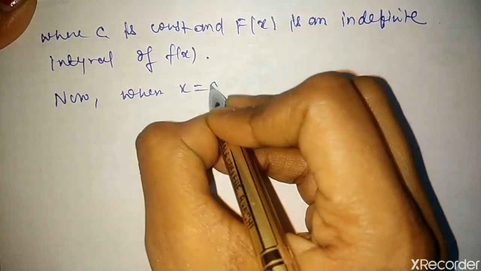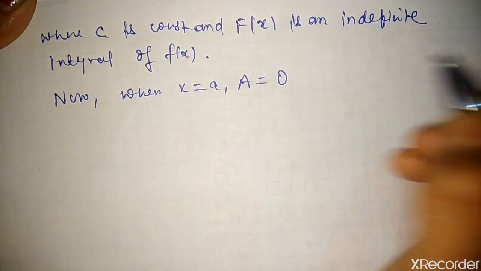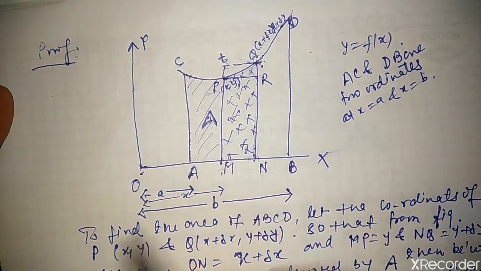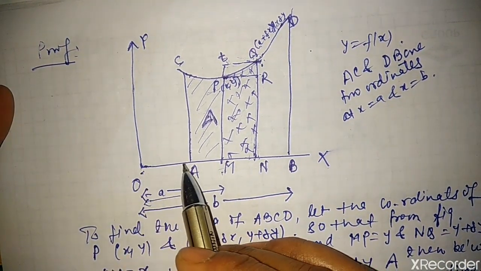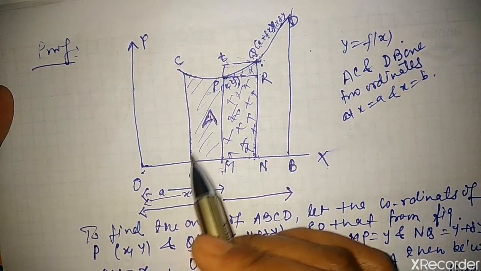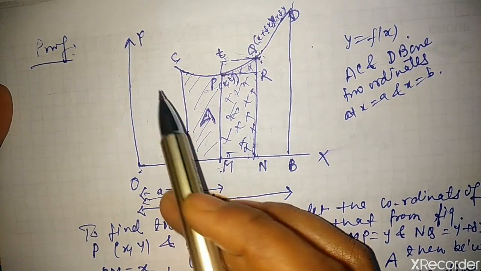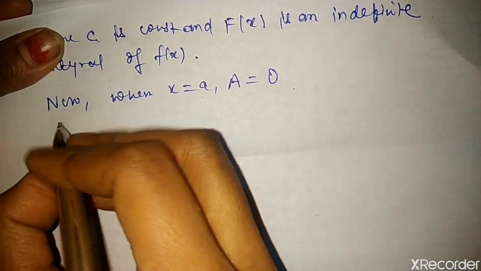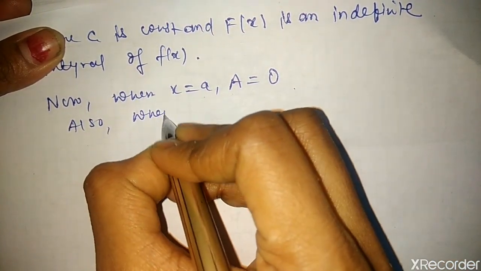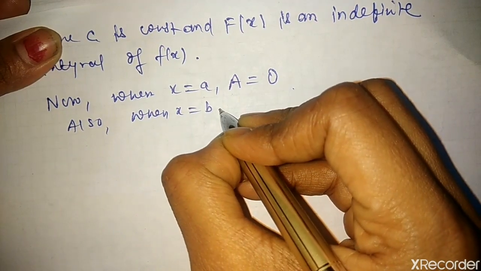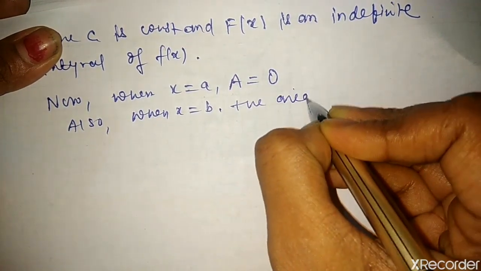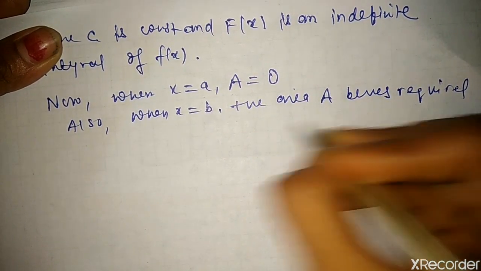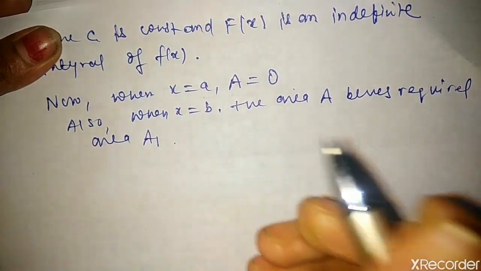Now, when x equals a, what about A? A is 0. Okay, here in this figure, when x equals a, what about the area? So this one is 0. So here we have, when x equals a, A equals 0. Also, when x equals b, the area A becomes the required area A1. Let it be A1.